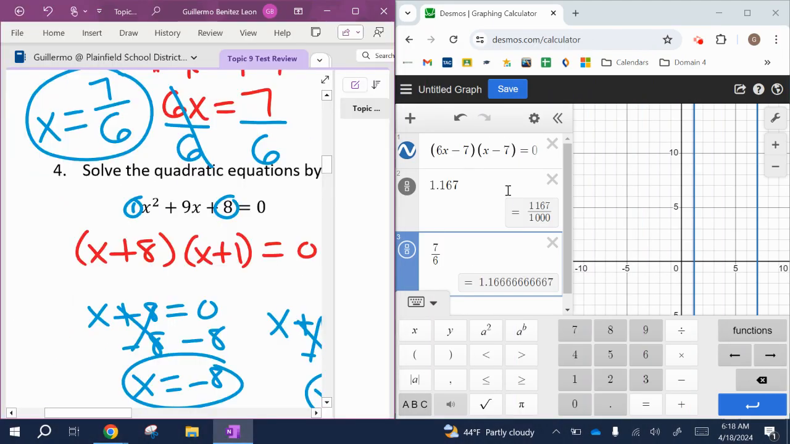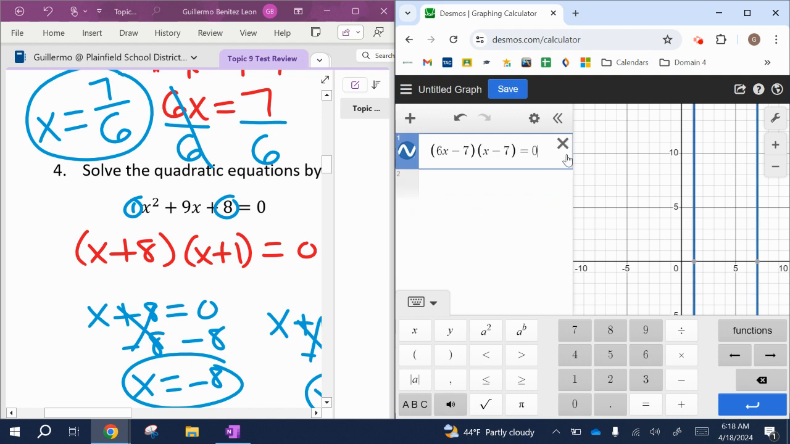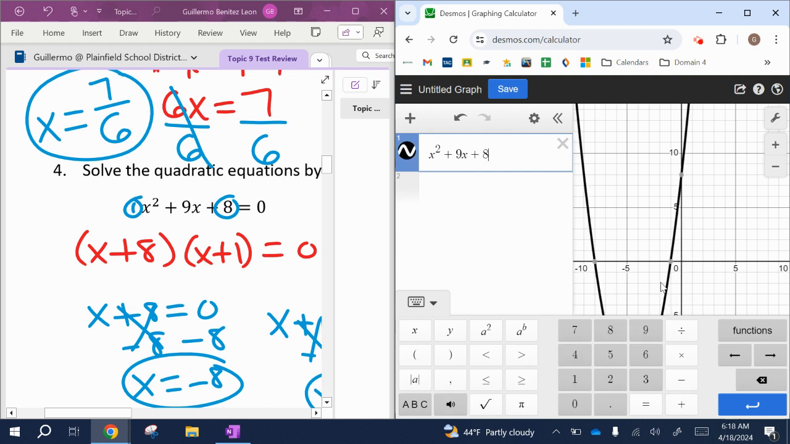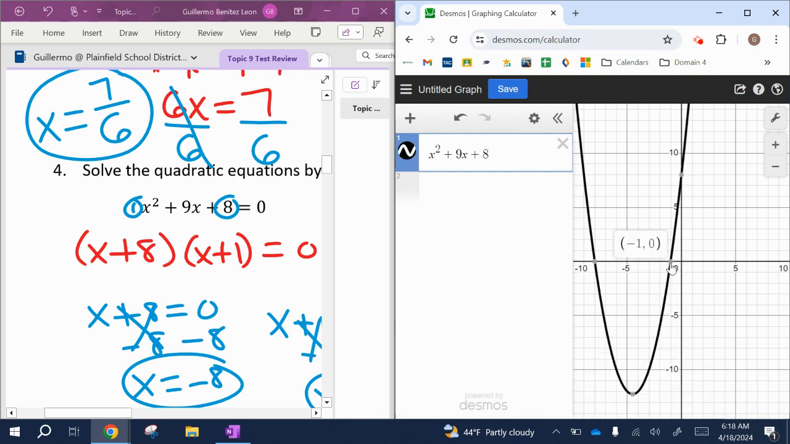Just to keep stressing using Desmos, now I'm going to type in this equation. Make sure my answers match. X squared plus 9x plus 8. -1, which I did get, and -8, which I did get. So I checked. This is all good. Time to move on to the next one.